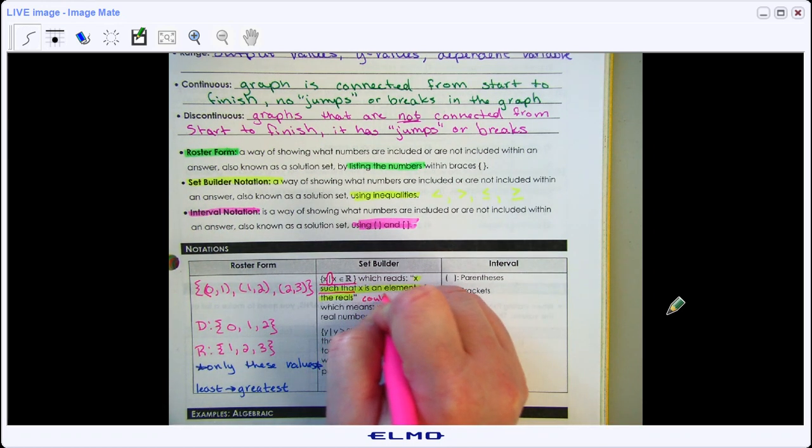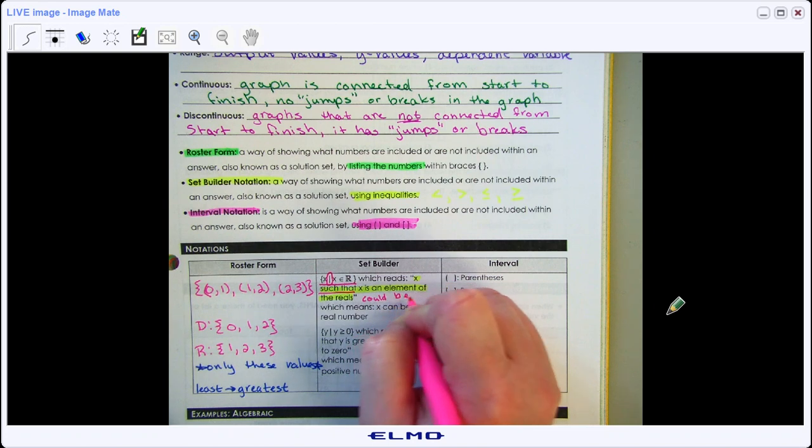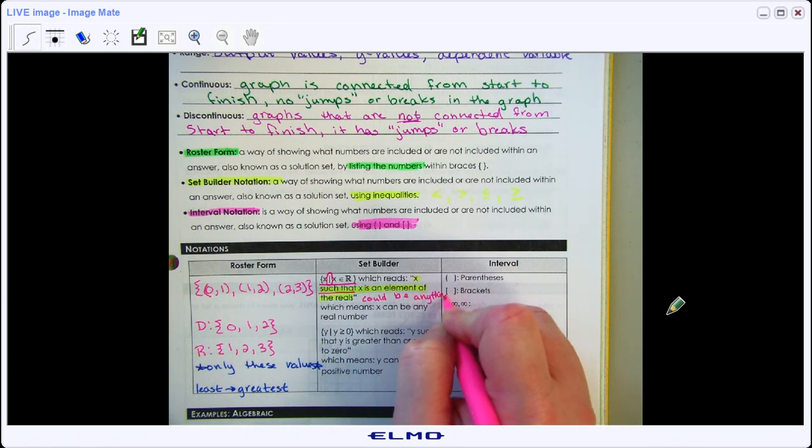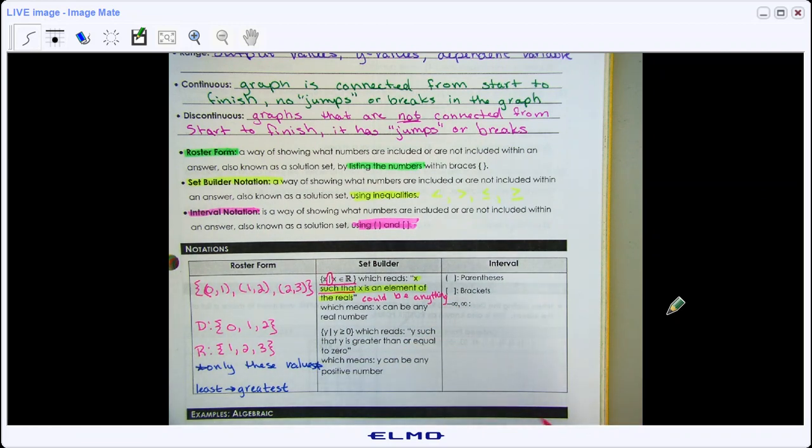Could be anything. Could be a fraction, could be a decimal, could be an integer, could be negative, could be positive, doesn't matter. So again, right here, it means it could be anything.